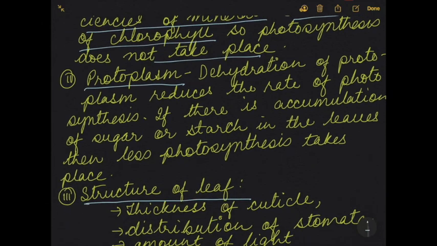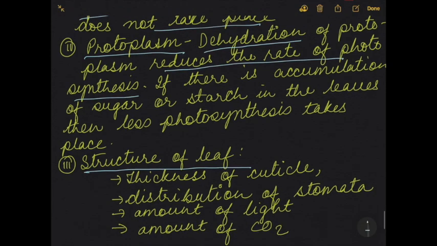Now in protoplasm, you know what protoplasm is. It is a substance that makes up the entire cell. So if there is dehydration of protoplasm, dehydration means there is no water. Again, if there is no water, stomata will close, carbon dioxide intake will stop, and as a result it reduces the rate of photosynthesis. And sometimes there is accumulation of sugar or starch in the leaves.